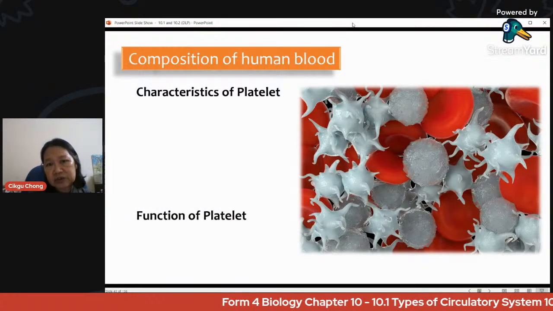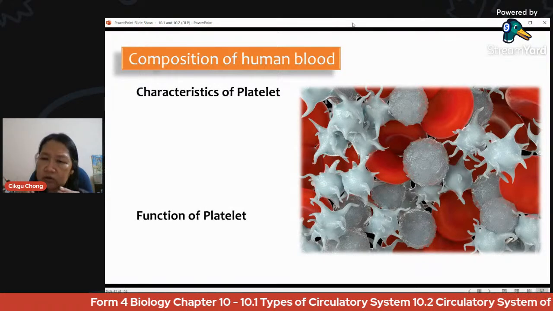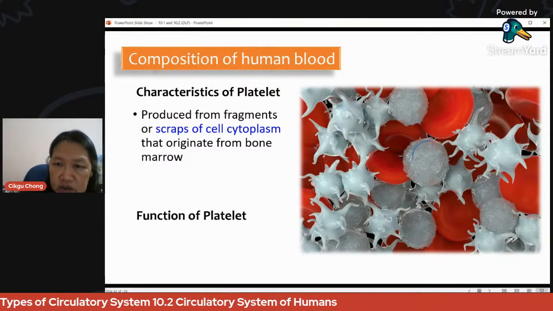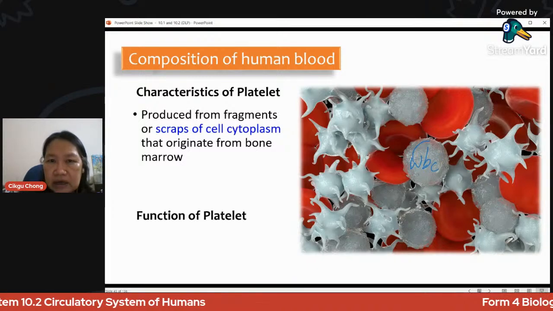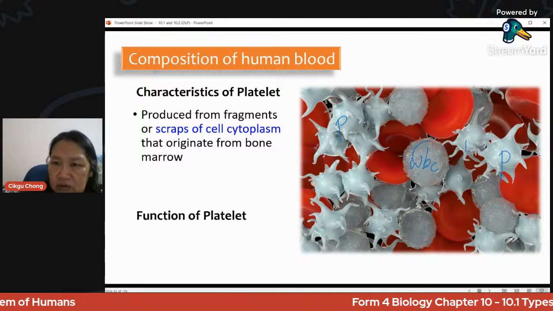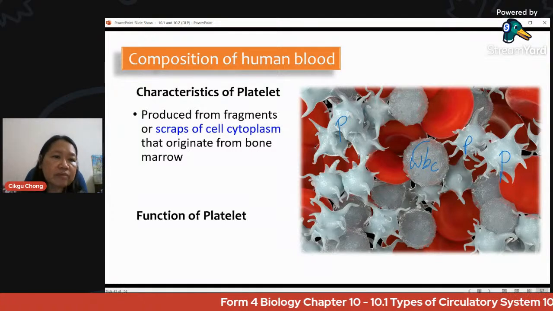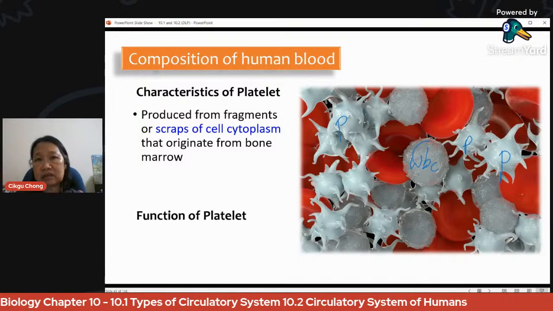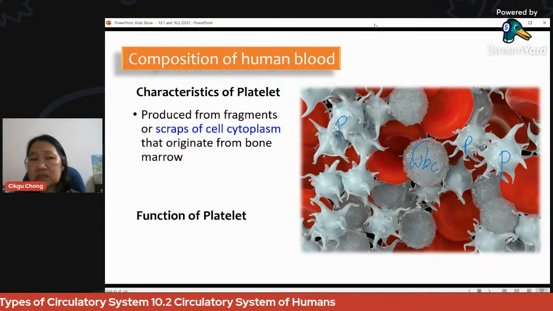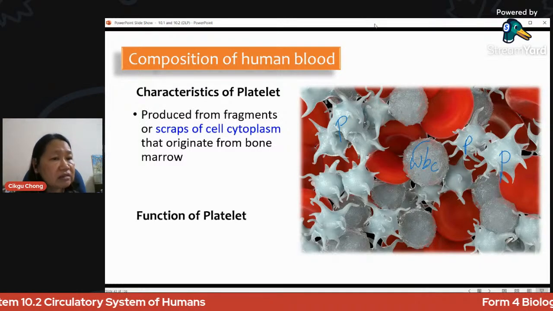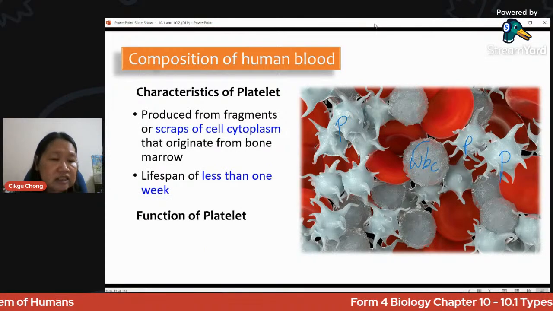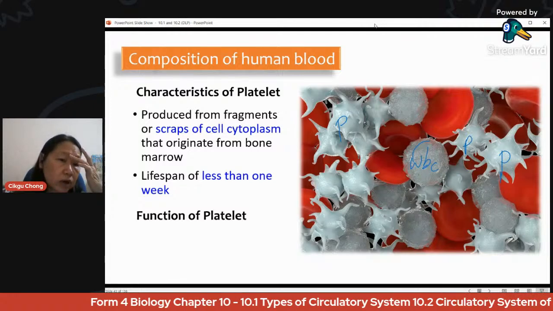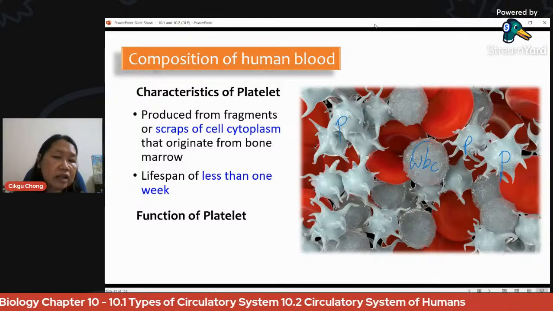Okay, characteristics of platelets. You can see the quite little things jutting out there. They look like fragments of cells, like pieces of cells that are broken. The round one is actually a white blood cell, and the platelet is the one that looks like a star there. They are produced from fragments or scraps of cell cytoplasm that also come from the bone marrow. The bone marrow is the part of the bone which produces the types of cells: red blood cells, white blood cells, and platelets. The lifespan is less than 1 week, so they get recycled very fast. After about 1 week, they will be broken down and new ones will be formed.